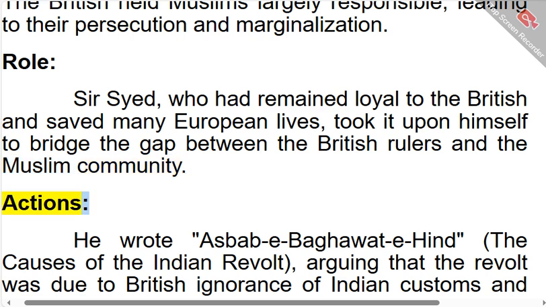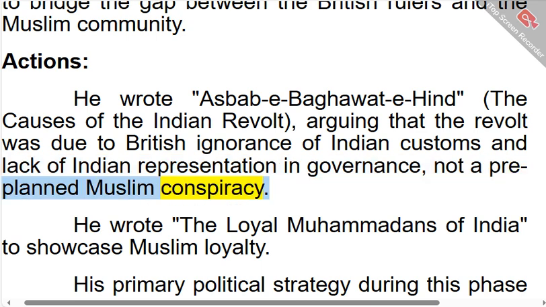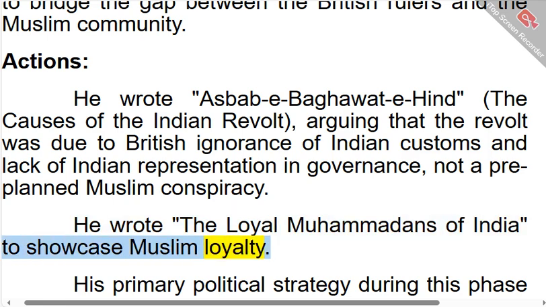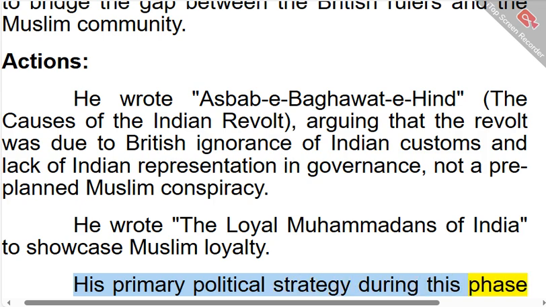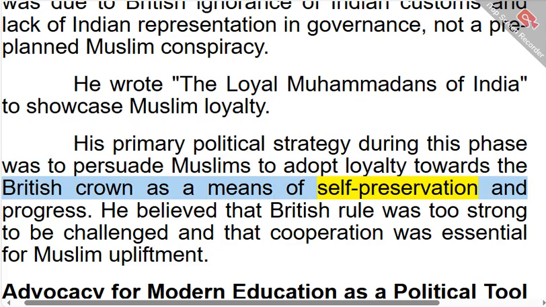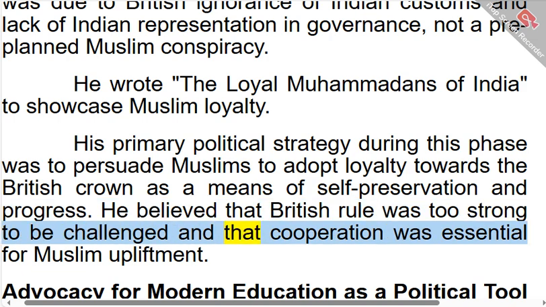Actions. He wrote Asbab-e Bagawati Hind, The Causes of the Indian Revolt, arguing that the revolt was due to British ignorance of Indian customs and lack of Indian representation in governance, not a pre-planned Muslim conspiracy. He wrote The Loyal Mohammedans of India to showcase Muslim loyalty. His primary political strategy during this phase was to persuade Muslims to adopt loyalty towards the British Crown as a means of self-preservation and progress. He believed that British rule was too strong to be challenged and that cooperation was essential for Muslim upliftment.